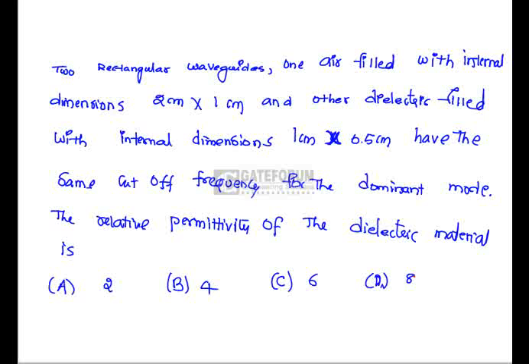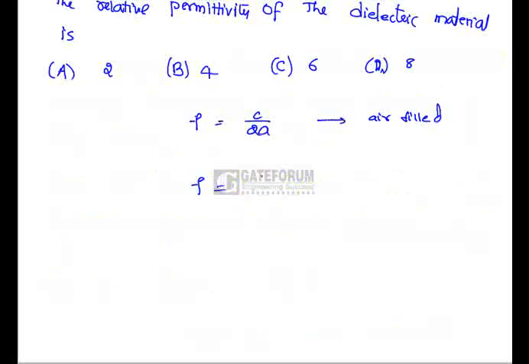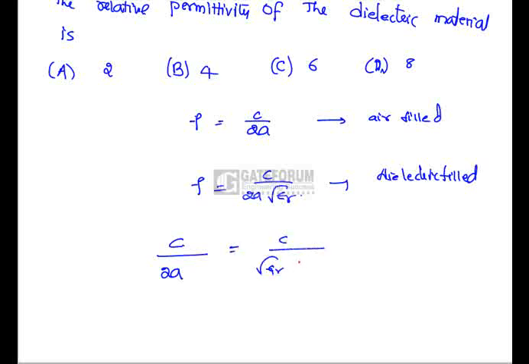Here we know that in rectangular waveguide the cutoff frequency depends upon the broader dimension, and the cutoff frequency is equals to C by 2A, where A is the broader dimension. This is for air filled. If it is dielectric filled, the cutoff frequency is C by 2A root epsilon r. So these two cutoff frequencies are equal as per the data given in the question. Hence we will equate these two equations.